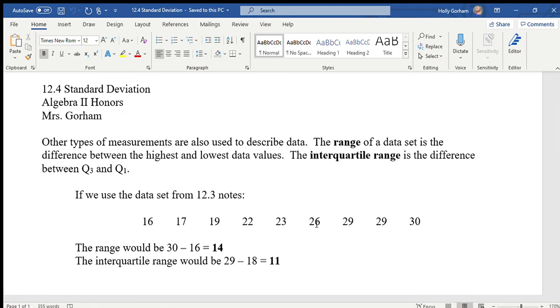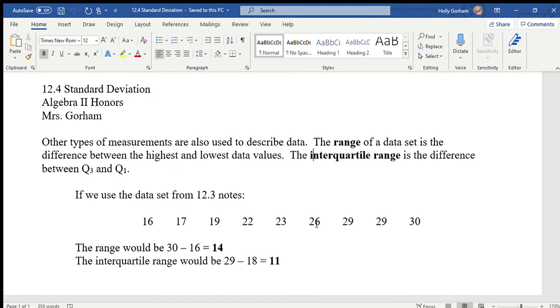All right, 12.4 deals with what's called standard deviation. That's kind of the bulk of what we're going to talk about. But before we get there, there are some other measurements that we want to discuss. There's what's called the range of a data set, and then there's also the interquartile range.